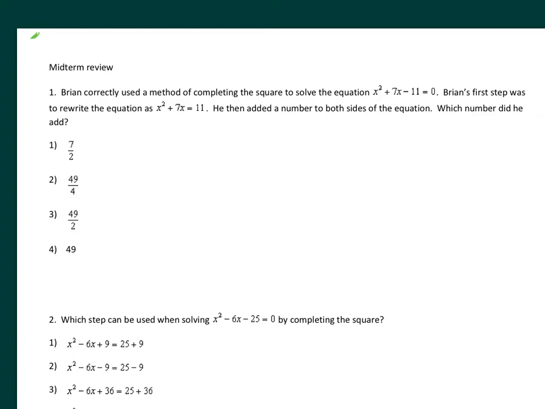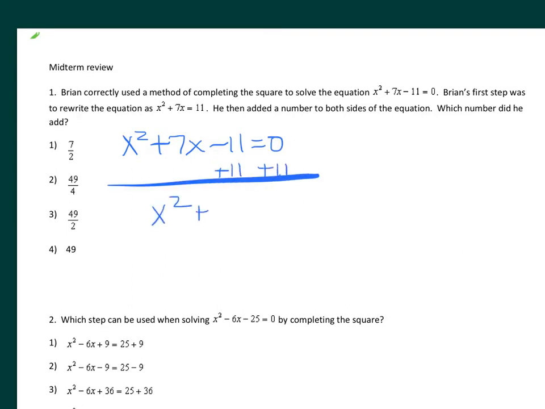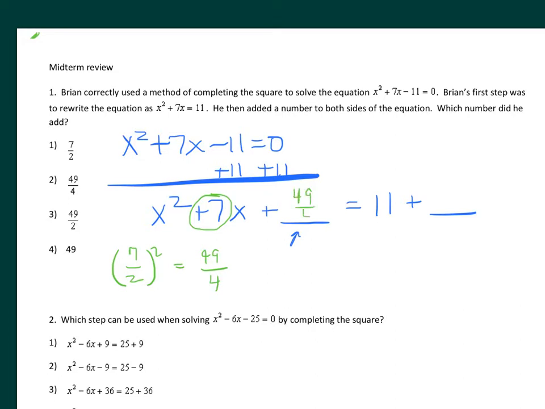It kind of shows the first step here. It takes your x squared plus 7x minus 11 equals 0. They do the first step by adding 11 to both sides. Once we get that first step out of the way, we're going to be adding a number to both sides. That number is determined by taking the b term, the coefficient of the x, taking half of it, and then squaring that. This is simply 7 squared, or 49, over 2 squared, 4. We would add that 49 over 4 to both sides.